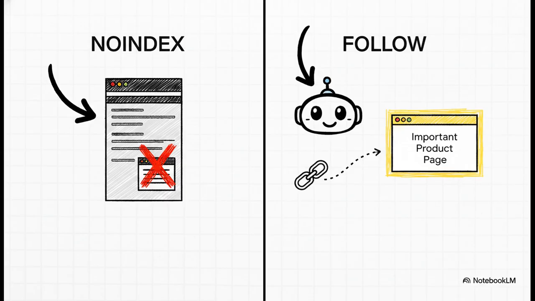This tag, when you put it in the page's HTML, does two really smart things. The no-index part keeps it out of the search results, but the follow part tells search engines that they should still click on the links on that page to find your other important products. It's the perfect way to guide their attention where you want it to go.